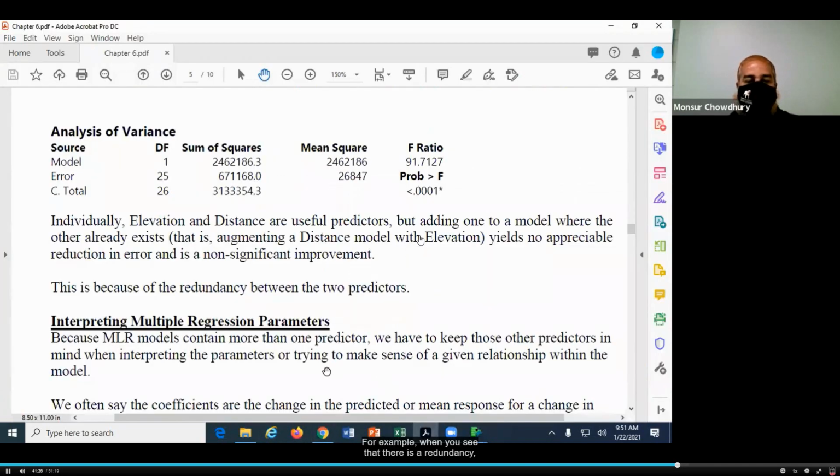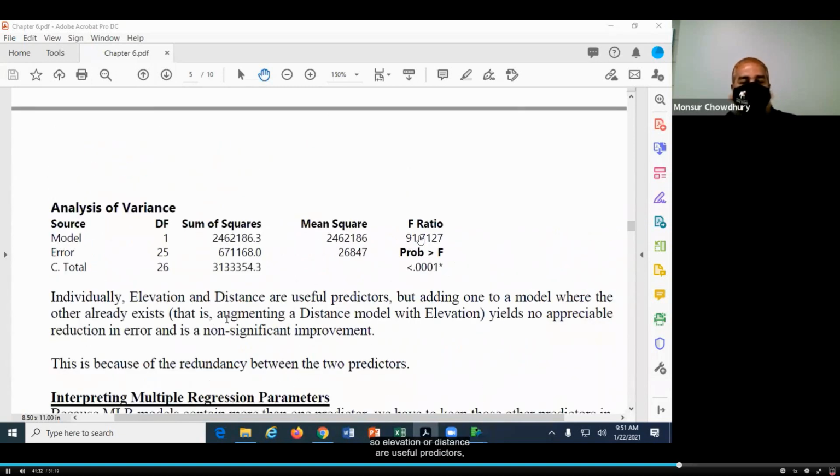For example, here you can see that when there is a redundancy, what we concluded here is that elevation or distance are useful predictors, but adding one to a model when the other is already existing does not reduce error significantly. So we can say that they are not a good model. So we cannot reject our null hypothesis. That means we cannot reject the compact model. Is it clear enough? Any other questions?